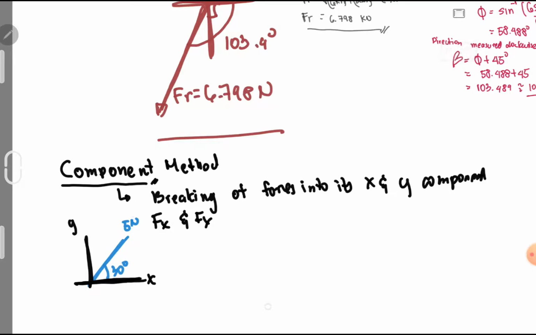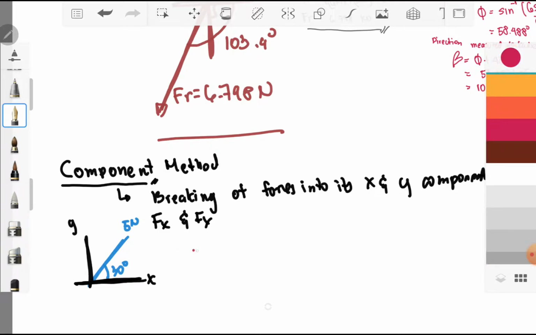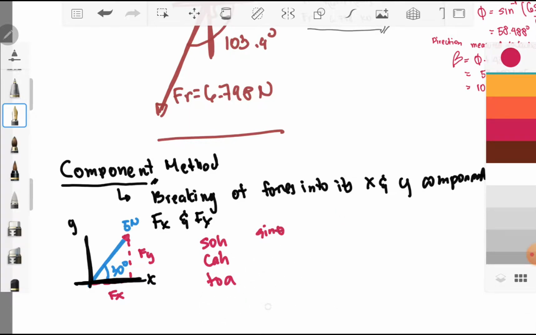Take note that your 5 Newton at 30 degrees can be broken down into its x and y components, or the horizontal and vertical force, which, if the arrow is going up, we can break down into f of y and f of x. How? By using SOH CAH TOA. Take note that SOH means sine theta. Take note that your theta is the angle that is attached to your x-axis. This is your theta or phi.